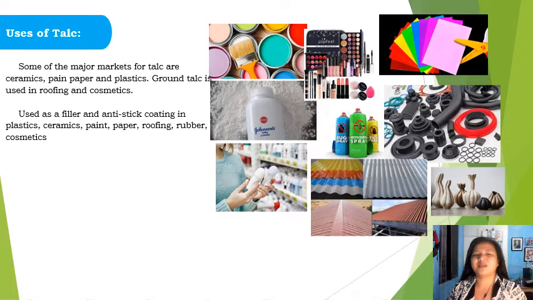So, it is also used in insecticides, in rubber, in making deodorant, in roofing, and in ceramics. Talc is really very soft. It is what makes these things soft. That is why it is really used as one of the primary ingredients of these things.